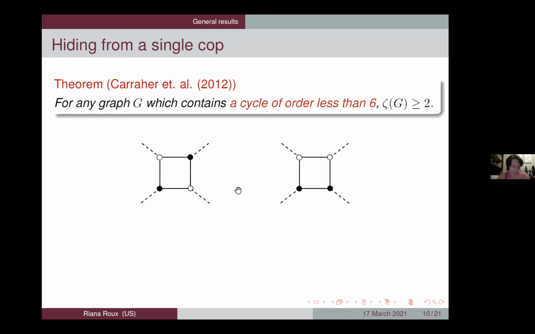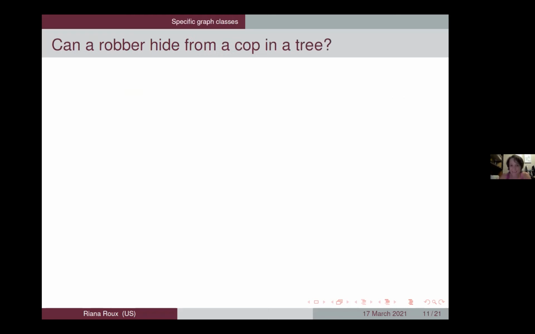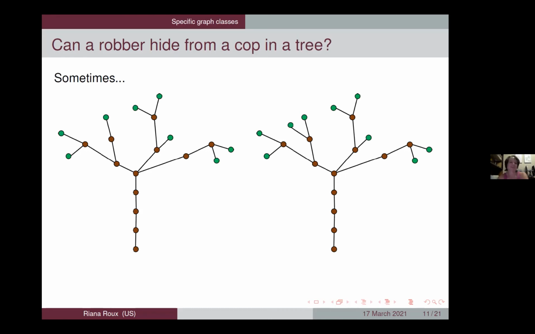Now I want to move to specific graph classes. Firstly, to trees. And I must say, I think this is one of my favorite things about graph theory. You can say things that don't sound like maths. Can a robber hide from a cop in a tree? If I utter this sentence in a random conversation, no one will know that I'm talking about graph theory. That's fine. The answer to this question is sometimes, I have a little example here for you.